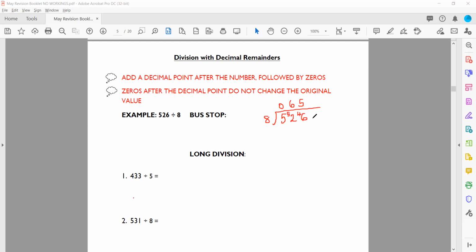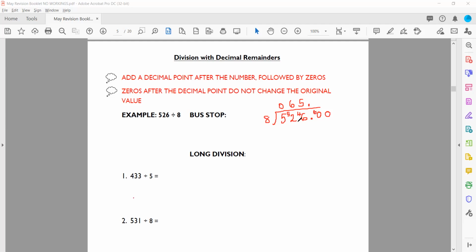Now, we need to put a decimal point in here and a decimal point also on the answer line. We can add zeros after the decimal point because it does not affect the value of the original number. 526 is the same as 526.00, but we now have somewhere to carry this 6 to.